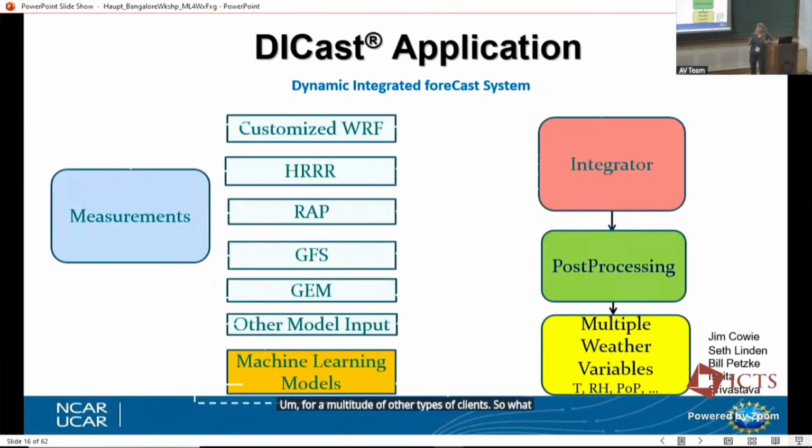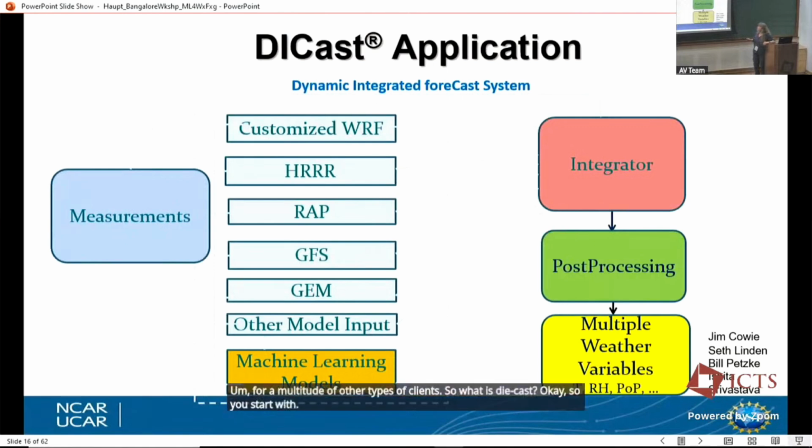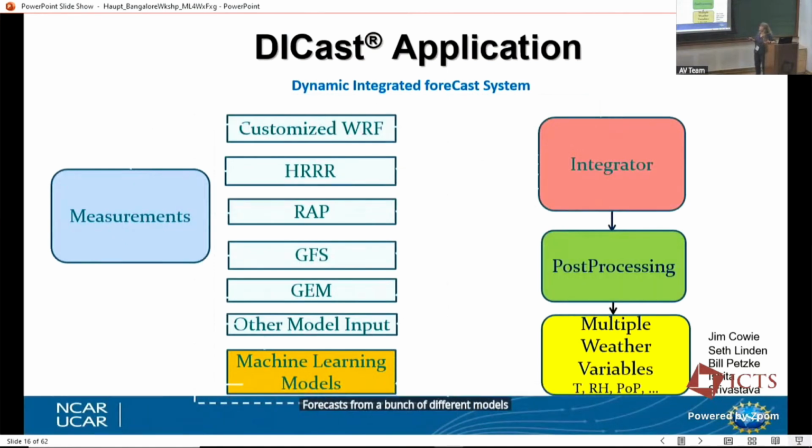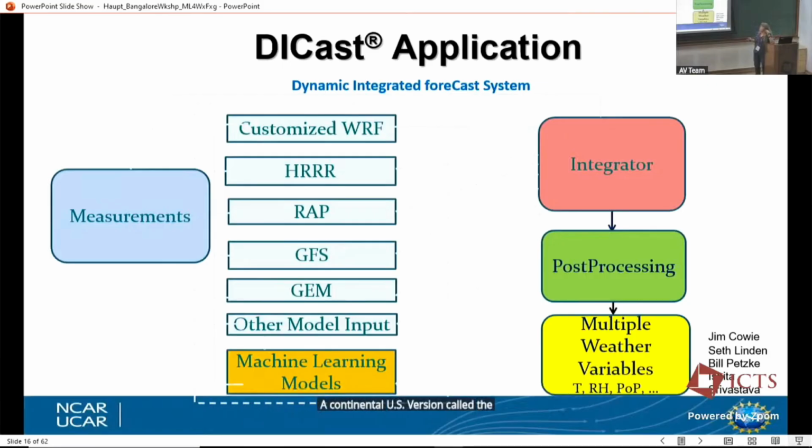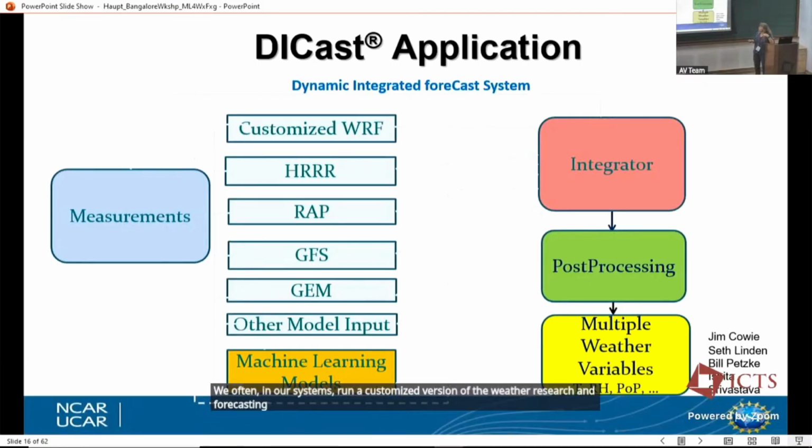So what is DICast? Okay, so you start with forecasts from a bunch of different models. And in the US, we often care about the Global Forecast System, NOAA's primary global model, but then they also have a continental US version called the RAP, and then the High-Resolution Rapid Refresh, which is the 3-kilometer one. We often in our systems run a customized version of the Weather Research and Forecasting model. The Canadian Global Environmental Model is also free to access. Sometimes we bring in ECMWF if we have a client who's willing to pay for it. And nowadays we're adding machine learning models too.